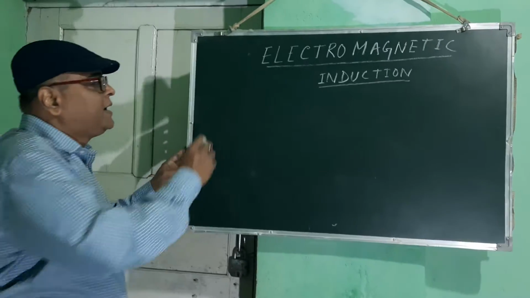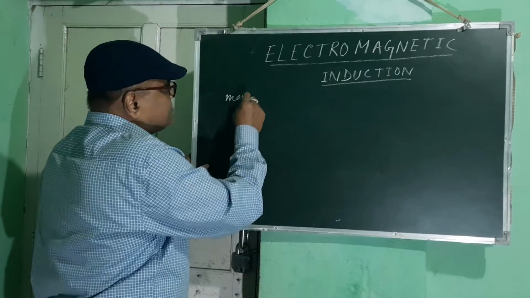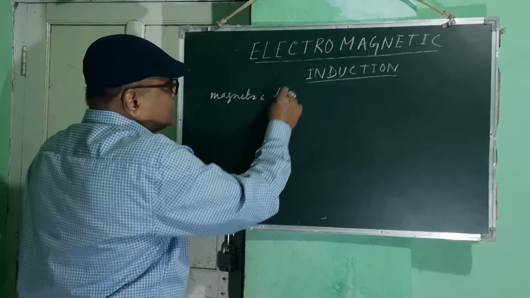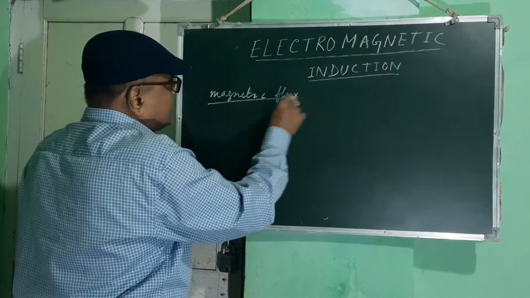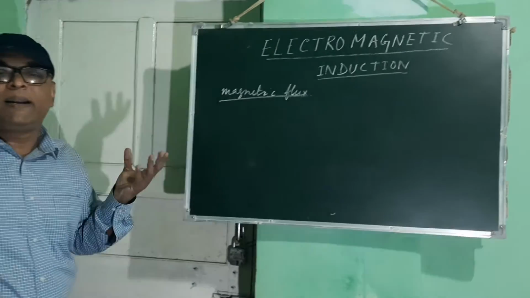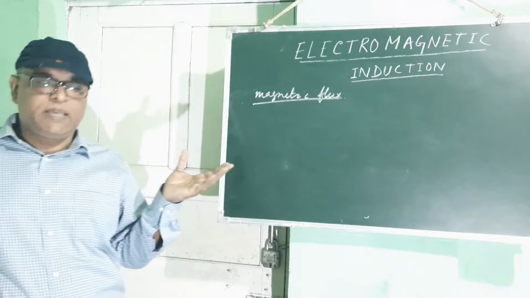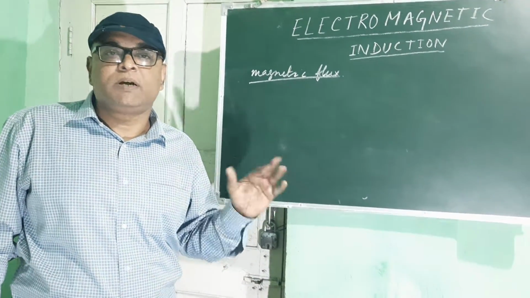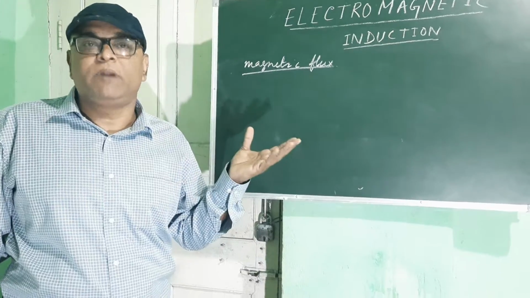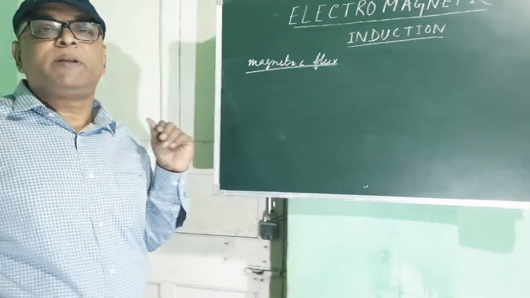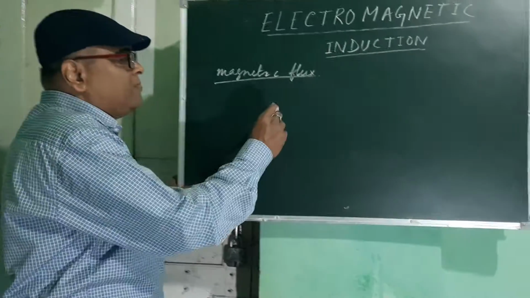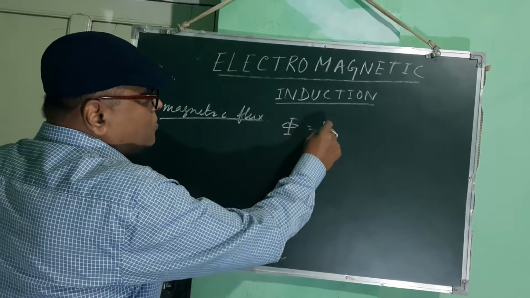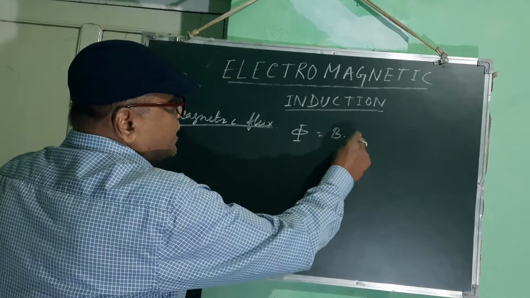Now, magnetic flux. Magnetic flux is the same as electric flux: the number of field lines passing perpendicularly through unit area. Now, there is the expression. Magnetic flux is a scalar, phi is equal to B dot A.